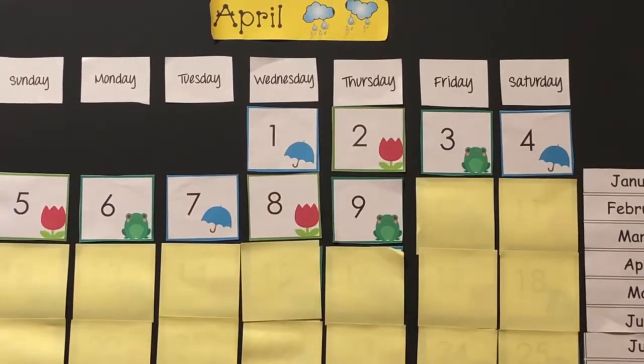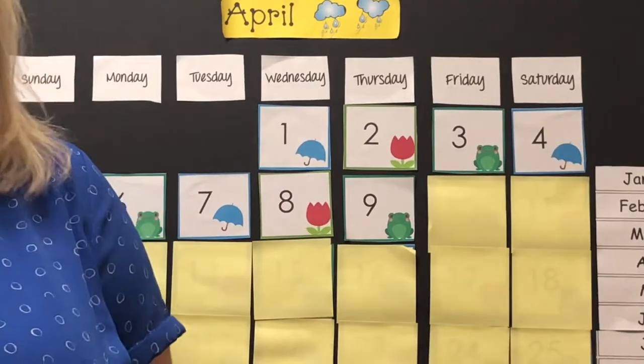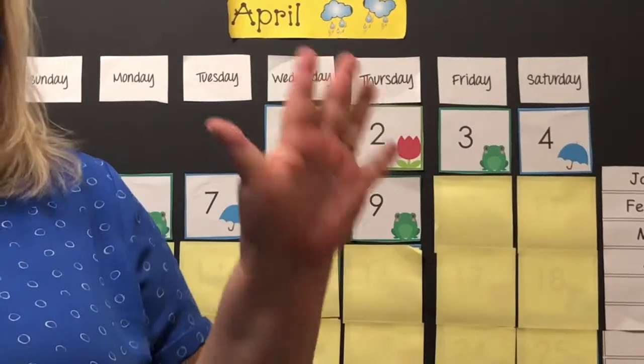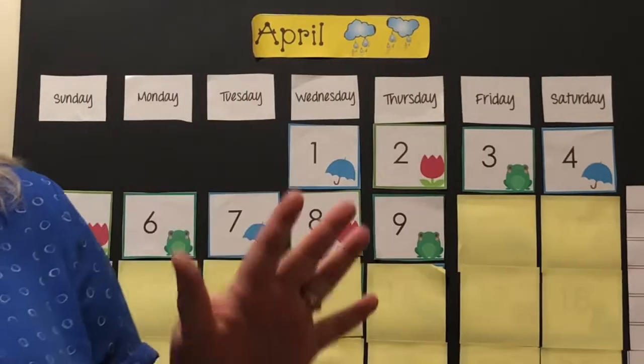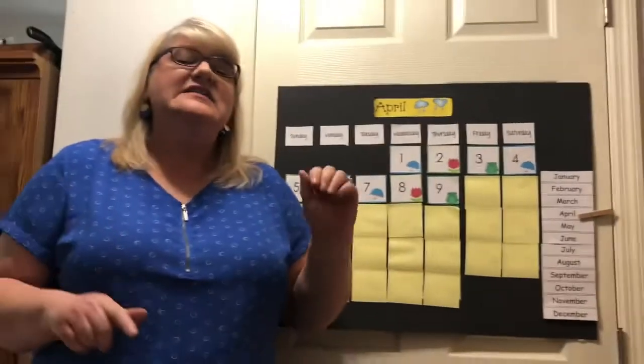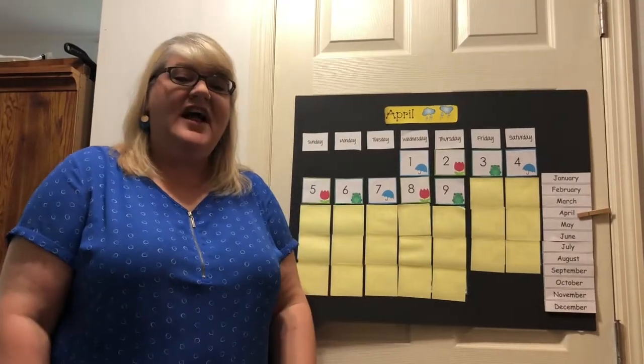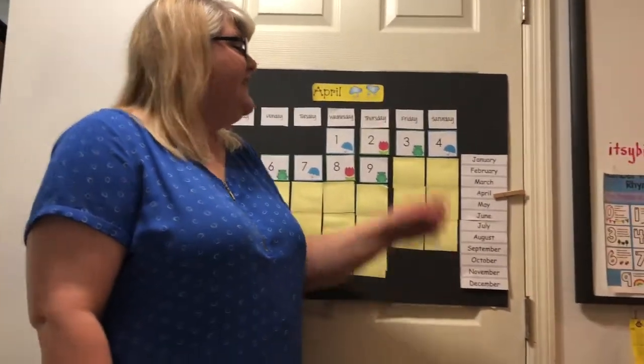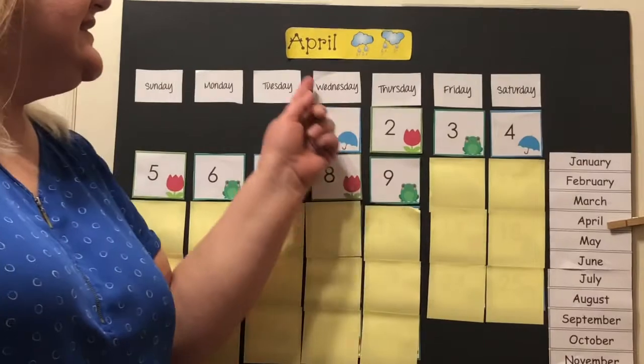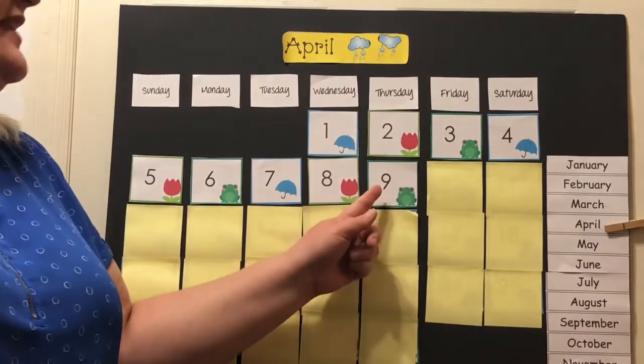Let's sing our days of the week song. There are 7 days, there are 7 days, there are 7 days in a week. Sunday, Monday, Tuesday, Wednesday, Thursday, Friday, Saturday. The number of the day is 9, April the 9th.